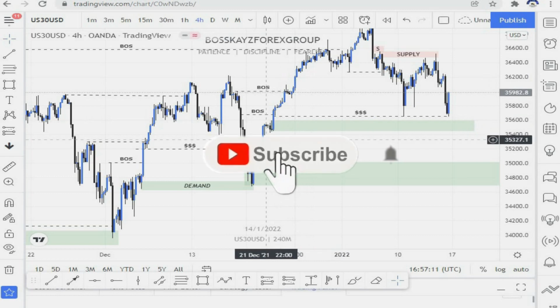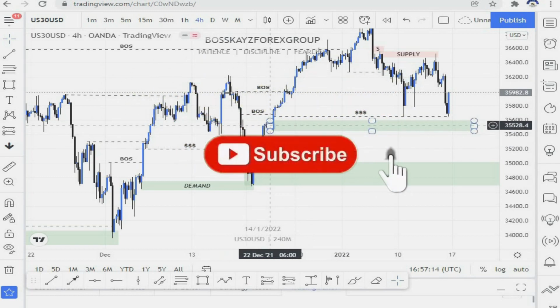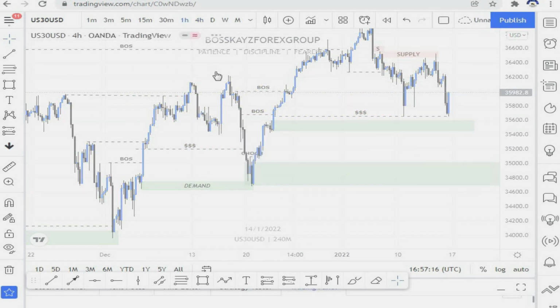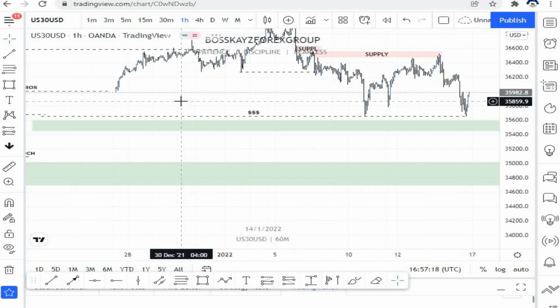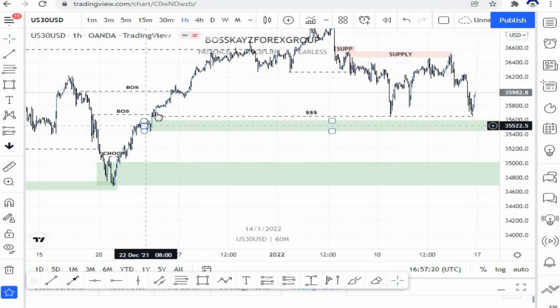And now the price came back. Why did I label this one? A lot of you ask yourself why Bosques did label this one.